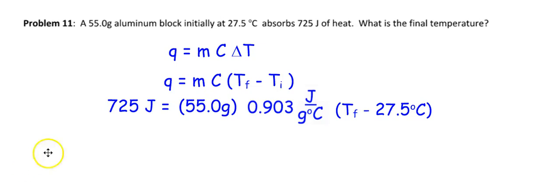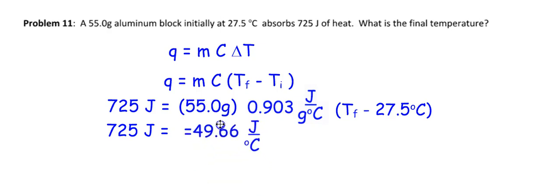All right, so again, I set it up this way. I'm absorbing 725 joules. Here's my mass. I looked this up for aluminum. Remember, my formula is TF minus T initial, and they told me this is my initial. So how did I do this? Well, my first step is to multiply 55 times 0.903. And I got 49.66 joules per degree Celsius. What happened to my unit? Well, if you look, what happened is that my grams canceled out, didn't they? So I'm left with joules over grams degrees Celsius. And then what did I do? Well, I'm still solving here.